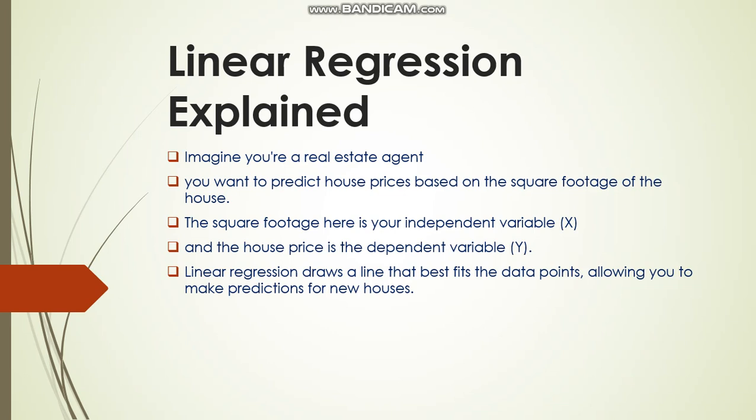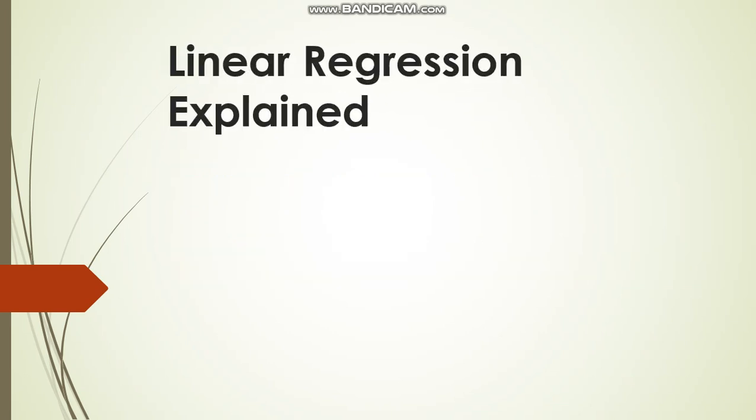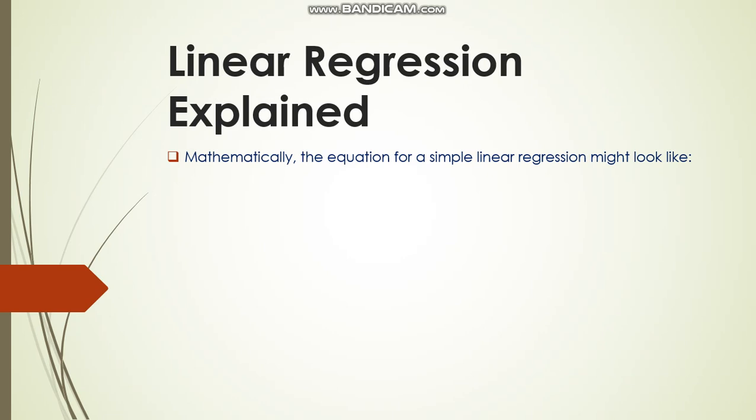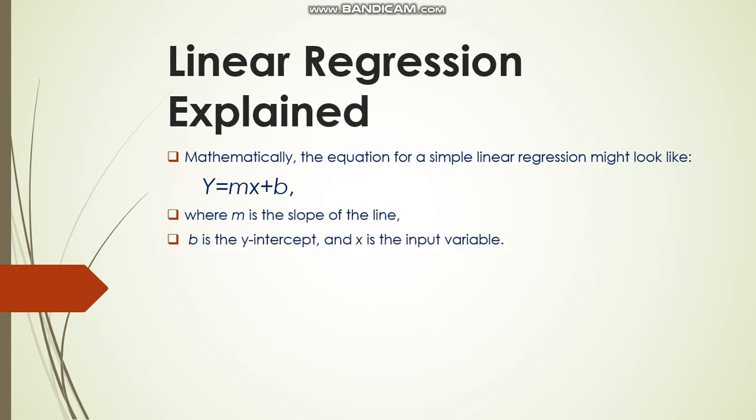So linear regression draws a line that best fits the data points, allowing you to make predictions for new houses. Okay, mathematical representation of linear regression. The equation for simple linear regression might look like y is equal to mx plus b, where m is the slope of the line and b is the y-intercept and x is the input variable.